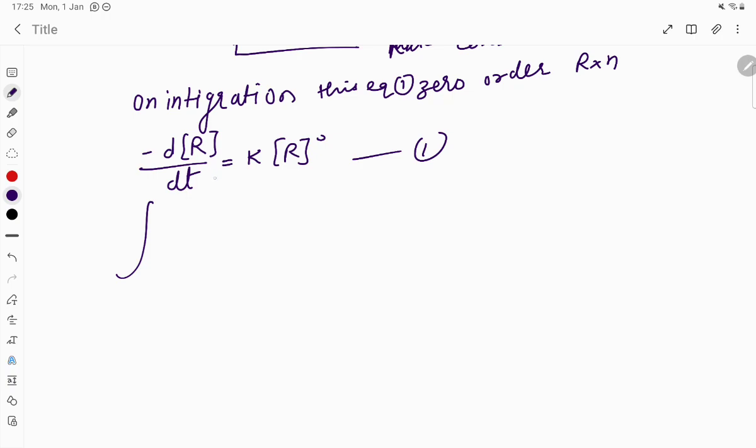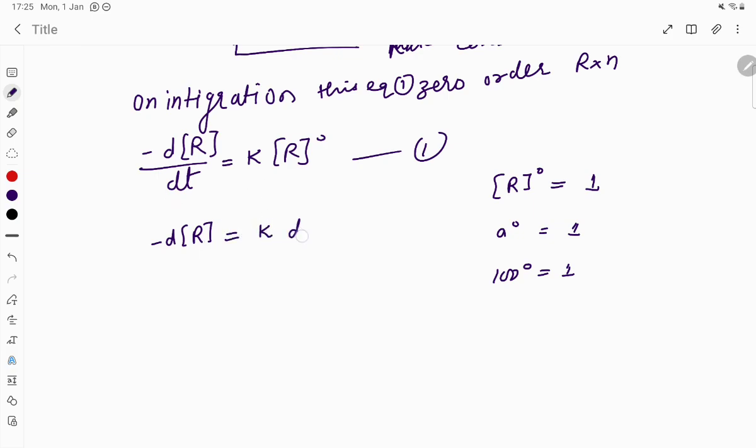Integration can be done only on similar terms. We cannot integrate different terms together, because here the numerator is R and the denominator is t. And you know, R power 0, any value power 0, is 1. 100 power 0 is 1. So we rewrite the equation: minus dR is equal to k dt, or dR is equal to minus k dt.